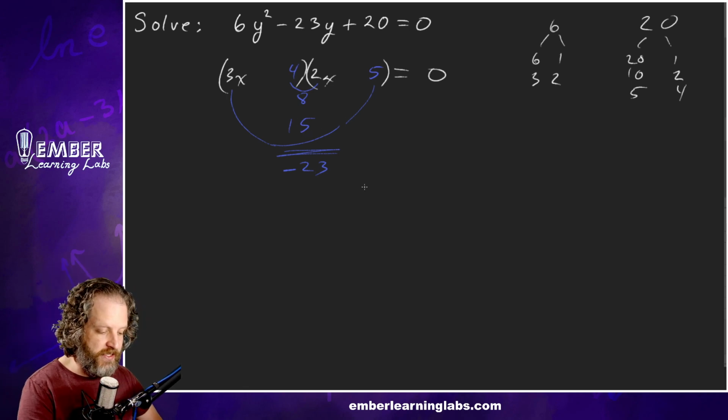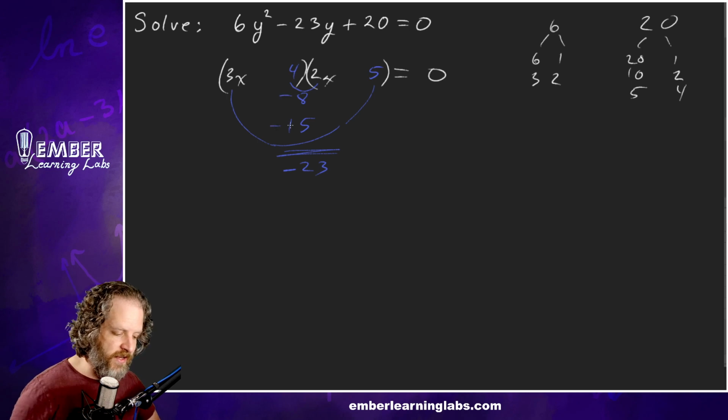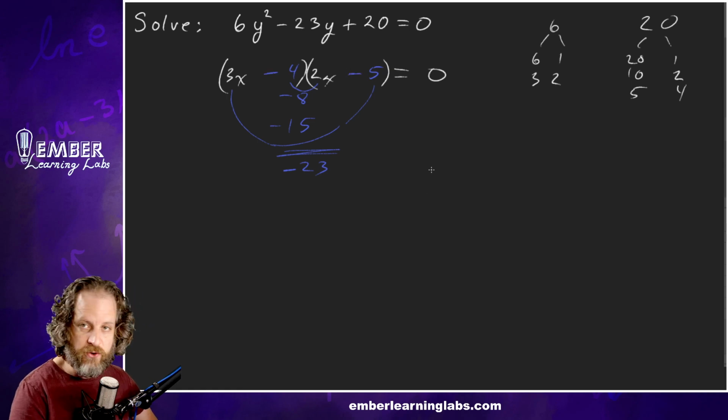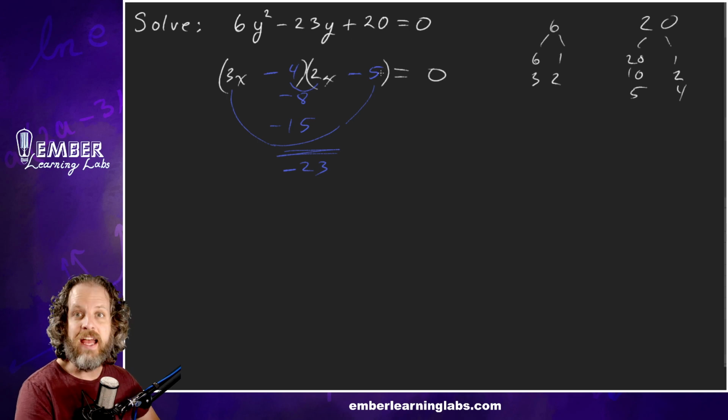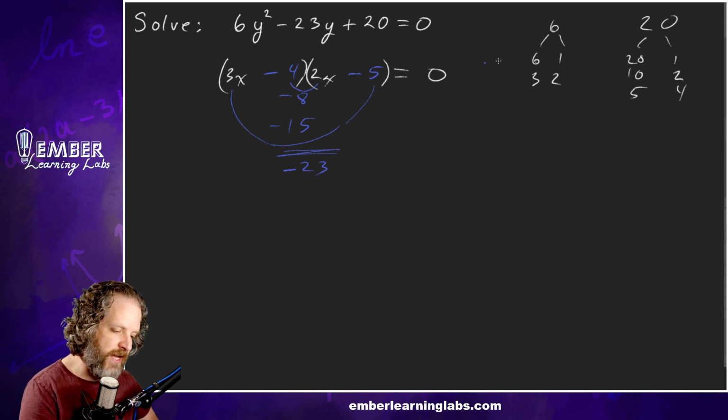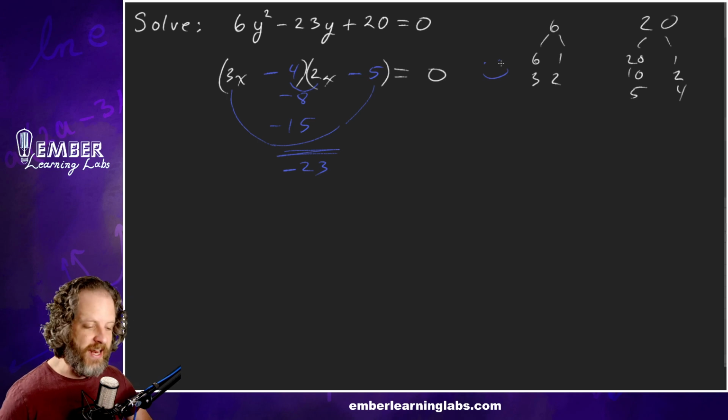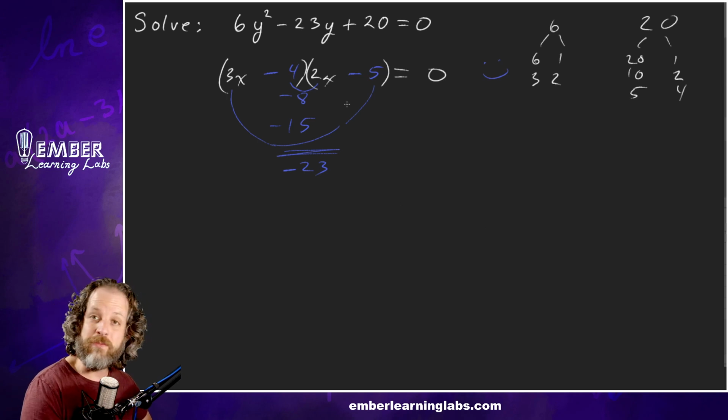So 15 plus 8 is 23. And if they're negative and negative, then we get negative 23. Follow our nose and put minus. Follow our mouth and put minus. Do the end signs work? A negative times a negative is a positive. This works. Happy days are here again. We did it. So now we're going to split it into our 2, right?